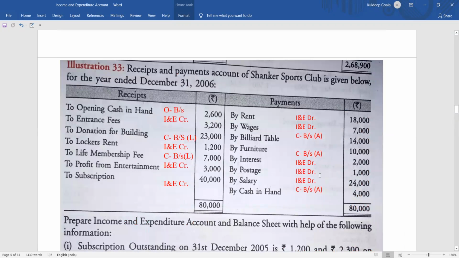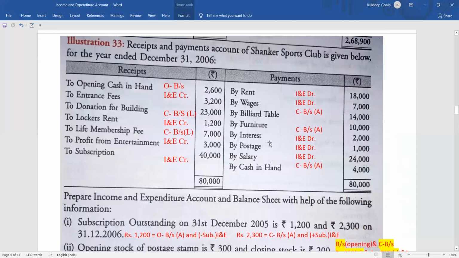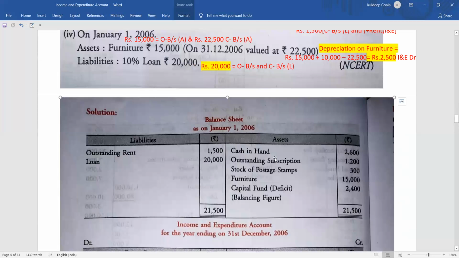Why do we prepare the opening balance sheet? Previously also I told you the opening balance sheet is prepared to know the general fund or capital fund at the beginning of the year. So let's see what is there. First of all, let's see the starting opening balance sheet items. So first it is opening cash in hand 2,600. So it will come in the opening balance sheet asset side, cash in hand 2,600.